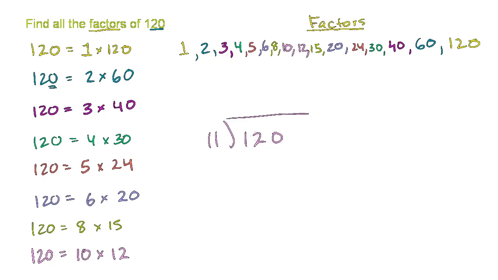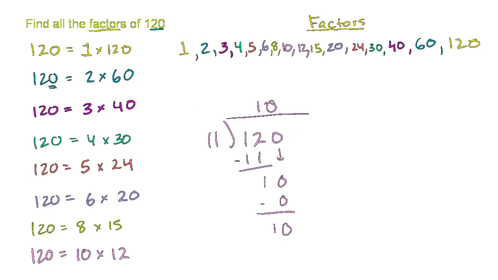If you know your multiplication tables through 11, you know this won't work, but I'll just show you. 11 goes into 12 one time. 1 times 11 is 11. Subtract, you get 1, bring down the 0. 11 goes into 10 0 times. 0 times 11 is 0. You're left with a remainder of 10. So 11 goes into 120 10 times with the remainder 10. Definitely does not go in evenly.